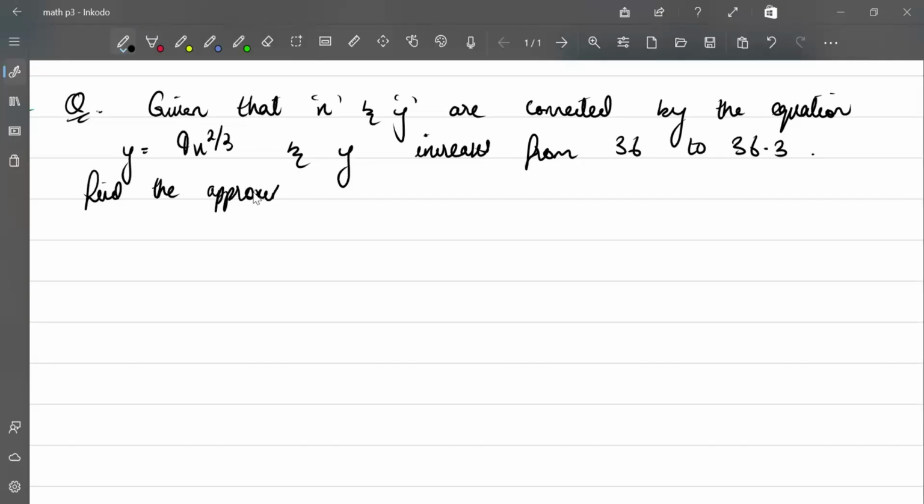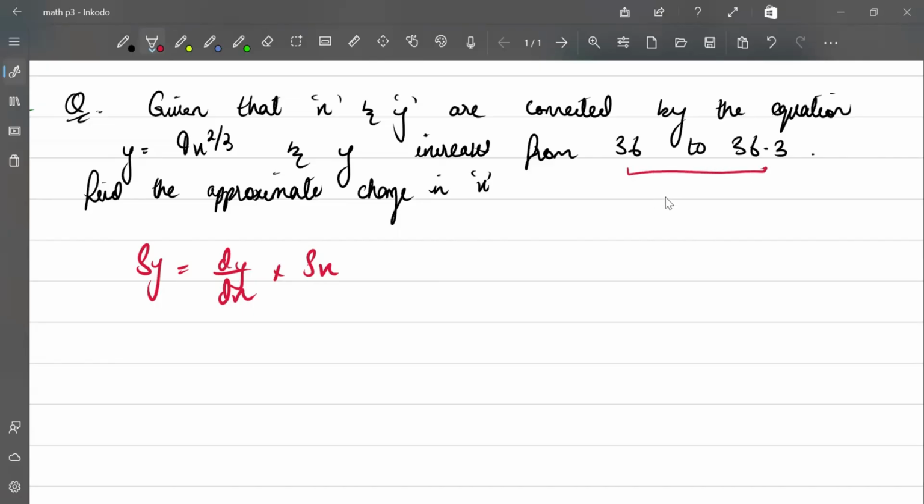Find the approximate change in x. All right, so you have to find the approximate change in x. So first step, just write down the formula, dy over dx into small change in x. All right, so we have to calculate this. So the small change in y is 36.3 minus 36, and that is 0.3.